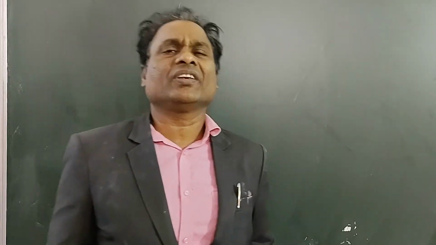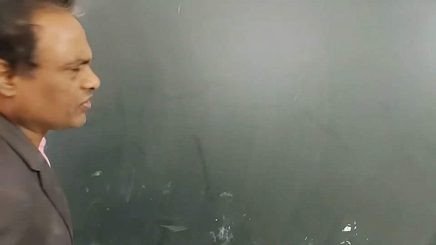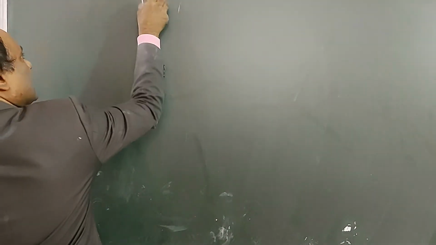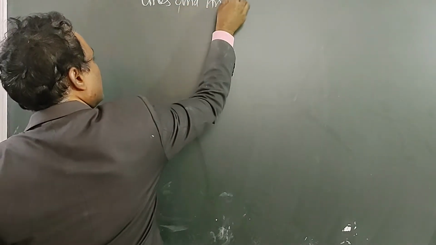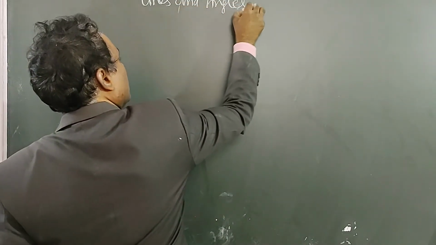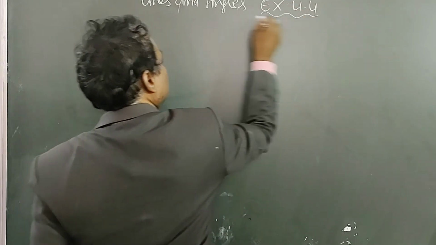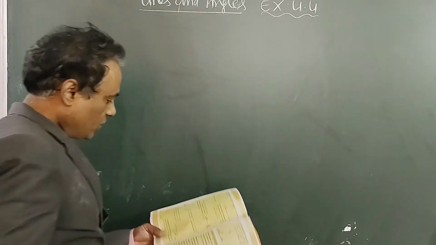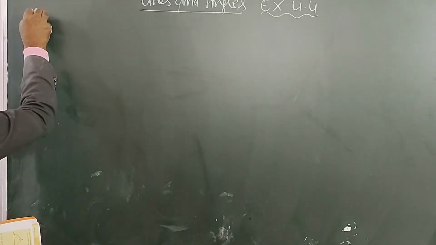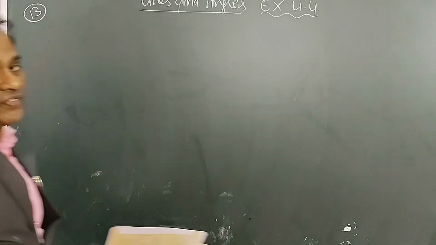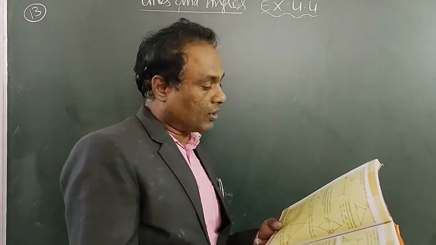So students, continuation of our chapter, four problems left in this Lines and Angles chapter. We are in exercise 4.4, and continuing, this is the 13th problem. Up to 12 we completed. So read the 13th question and draw the diagram.